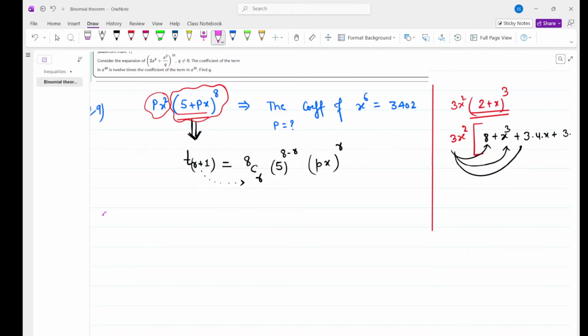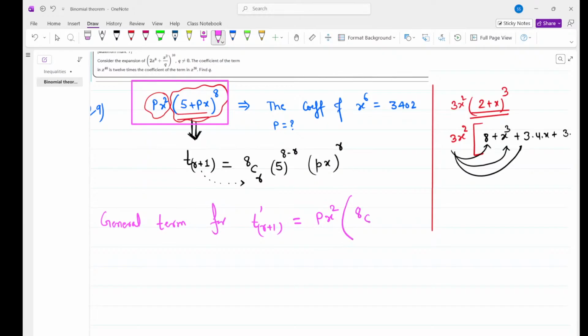Now I'm writing the general term for this complete expression. So I'm writing the general term for this as TR plus 1 dash, just for writing purpose. What I should do, I have to multiply this px square again with this general term 8CR 5 raised to power 8 minus R and this px raised to power R. Isn't it? Are you getting this?